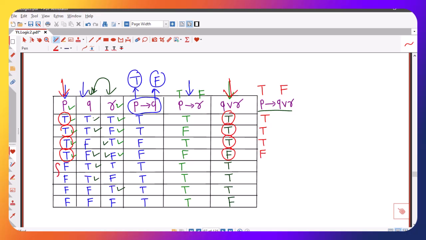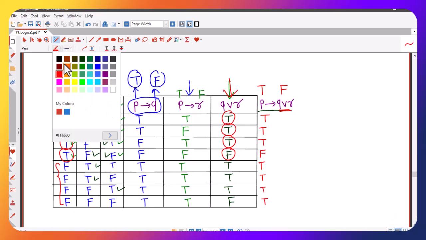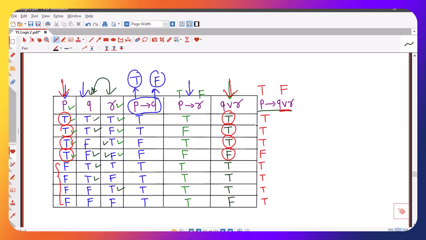And for the last 4 lines P is false, so we don't worry about the truth value of Q or R. We can directly write that this is true. And here let me extend this. Okay, I forgot to draw the column for this. So this is easily understood.